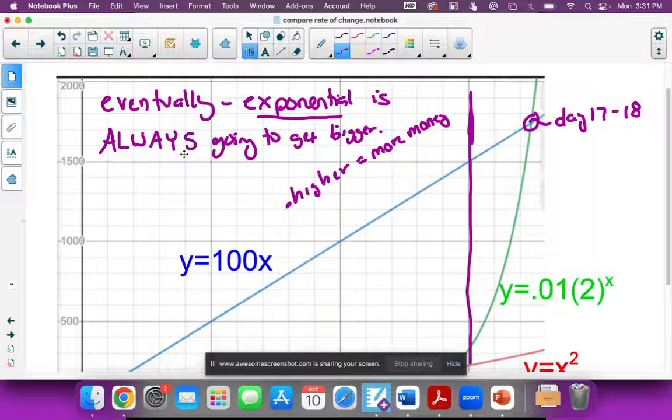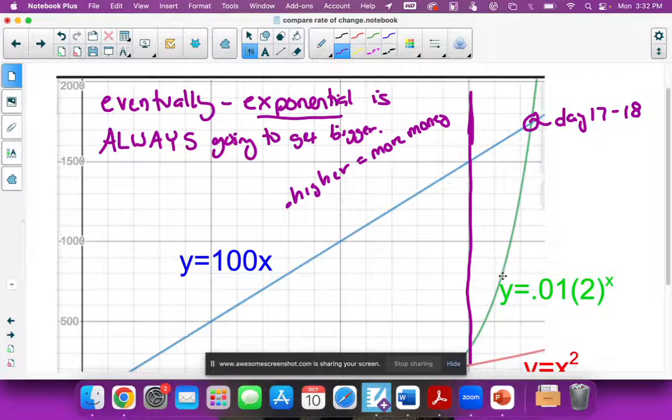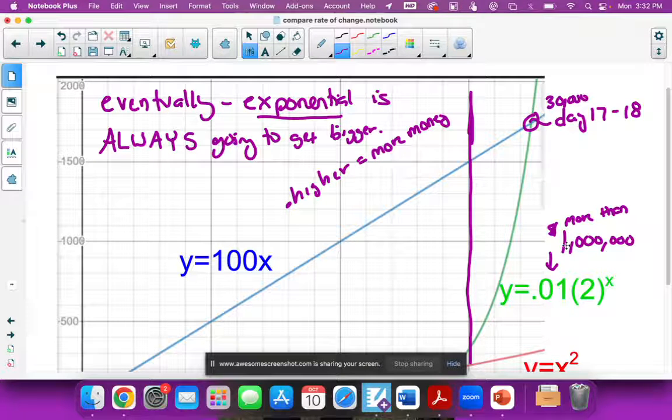And in fact, had we gone for 30 days instead of 15 days, little hint, if you're ever offered this as a choice, this exponential function will actually give you more than $1 million at the end of the month. At the end of 30 days on the linear making $100 a day, you'd only make $30,000. The exponential, you would end up with more than $1 million just because of the way it grows. So yeah, exponential is always going to get bigger eventually.